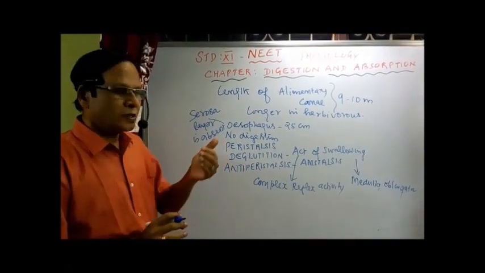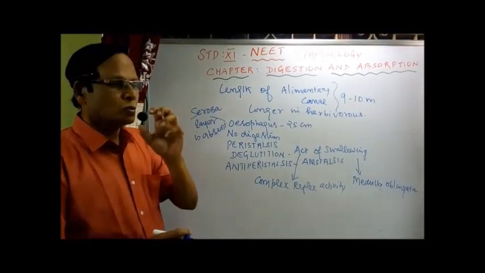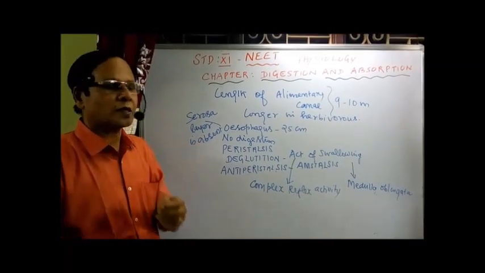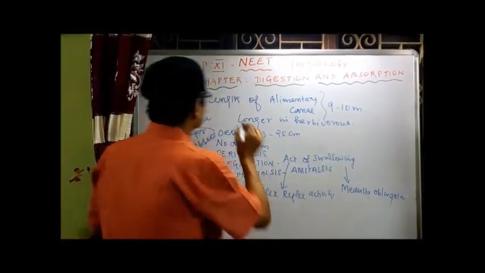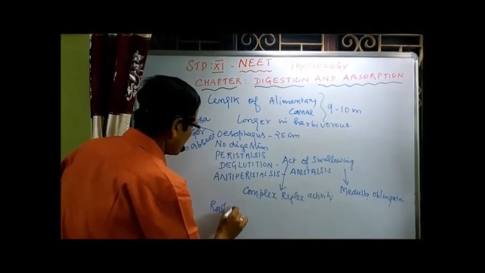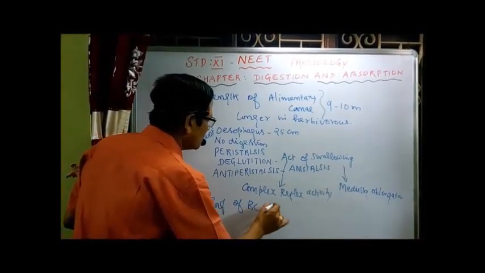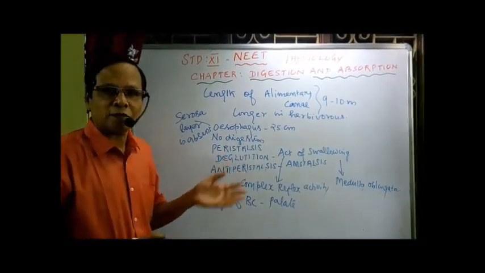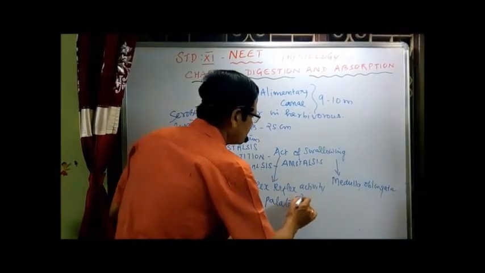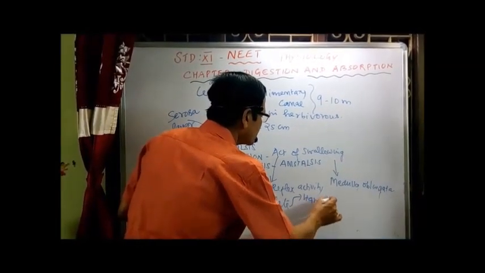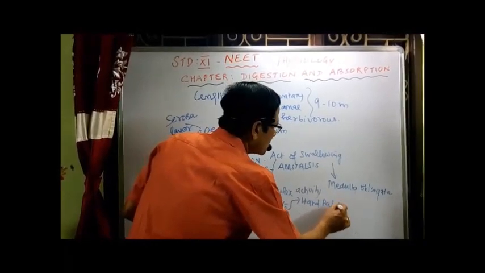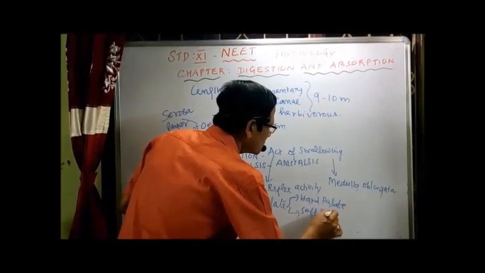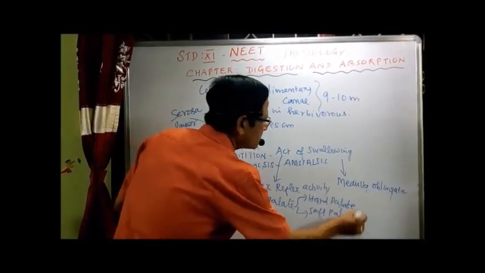Before entering into the stomach, you have the buccal cavity. The roof of the buccal cavity is called the palate. The anterior part of the palate is called the hard palate, and the posterior one is called the soft palate.